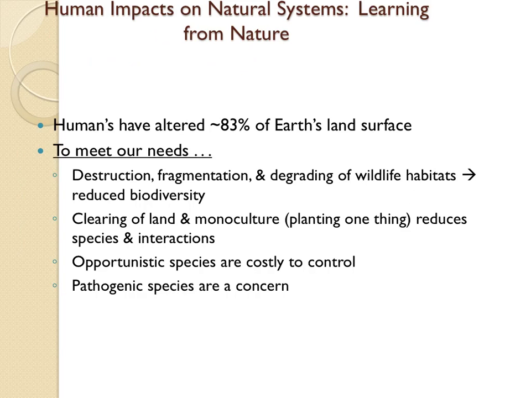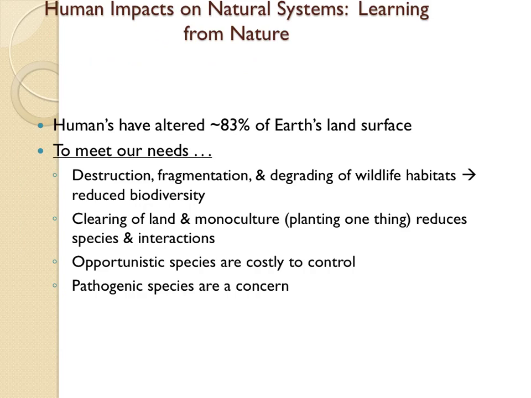The reality is we've altered about 83% of our Earth's land surface since we got here, or since we've grown exponentially. We've destructed, we've fragmented. Fragmenting, by the way, is partially destroying a forest, which is really bad too, just like a total clear cut, for example. We've degraded wildlife habitats. That's the number one reason species die out. We've reduced biodiversity. Of course, we clear land, we do monoculture. We've reduced species and interactions.